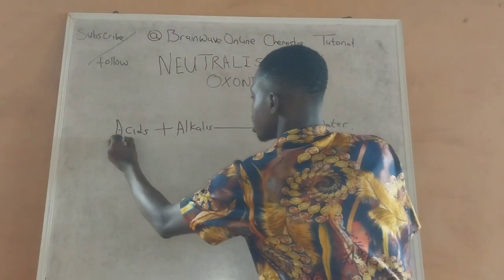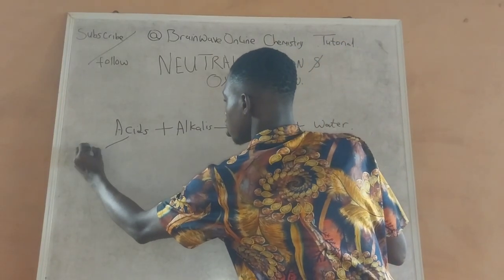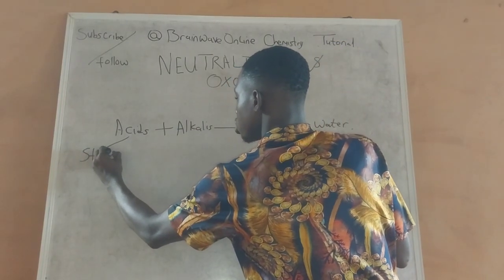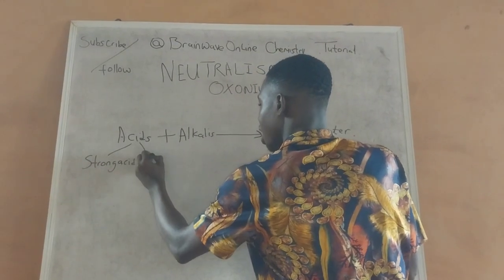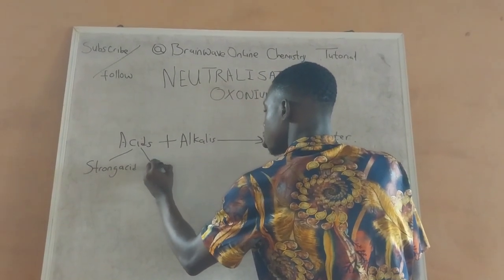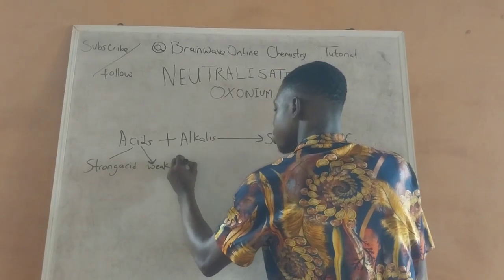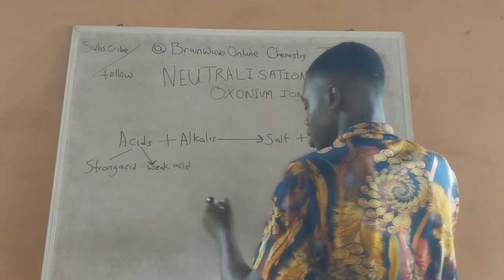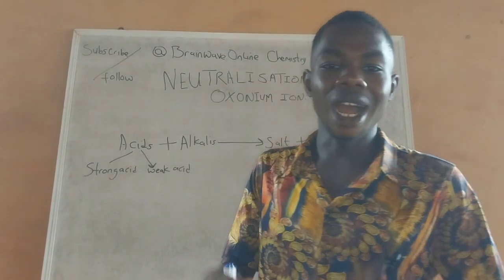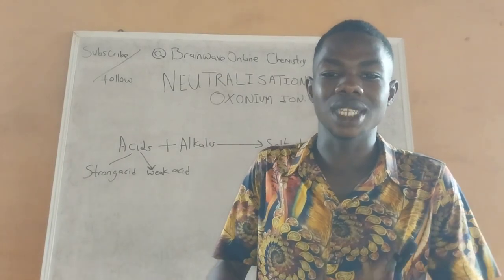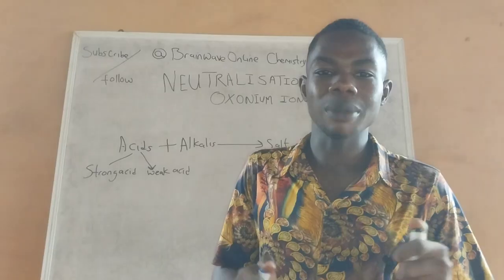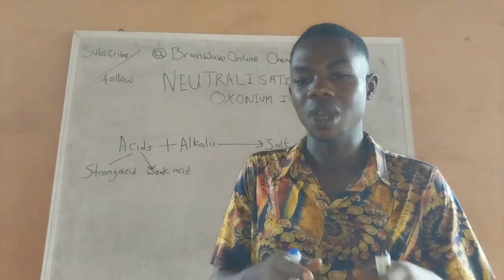So we have types of acid. We have two types of acid, which happen to be strong acid and weak acid. Now, strong acids are acids that ionize completely in solution, or dissolve completely in solution. Watch my previous video to get the full gist on acid.